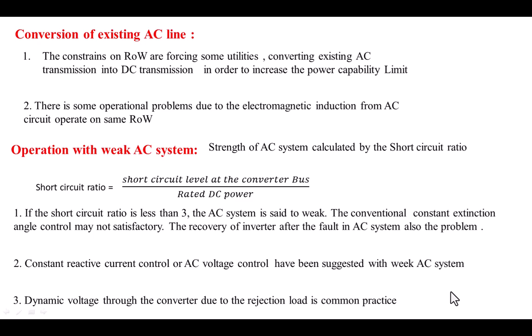Suppose on the HVDC link you remove the load, then a dynamic overvoltage will pass through the converter. You can protect the system in such a way that the converter is able to withstand that high voltage due to the throwing off of the load. These are the different parameters which are improved nowadays. We can use the HVDC system practically also.